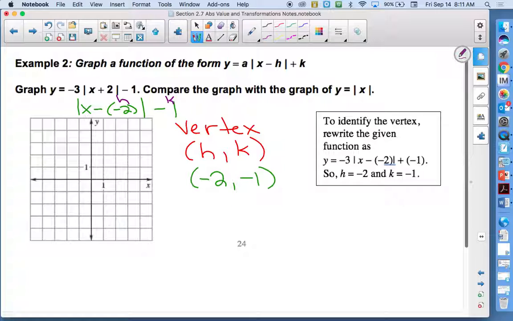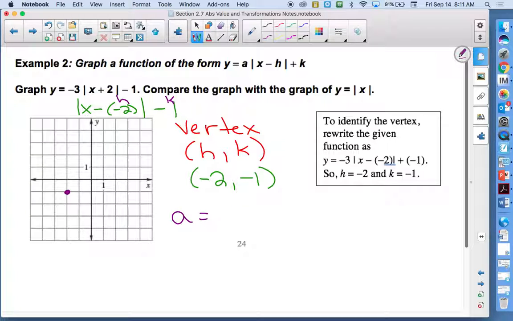So we're going to plot that point first. We're going to go to the vertex. It's now at negative 2, negative 1. The h is the number inside with x, but it's really the opposite of what's sitting there. So -2, -1. So we've got the vertex.